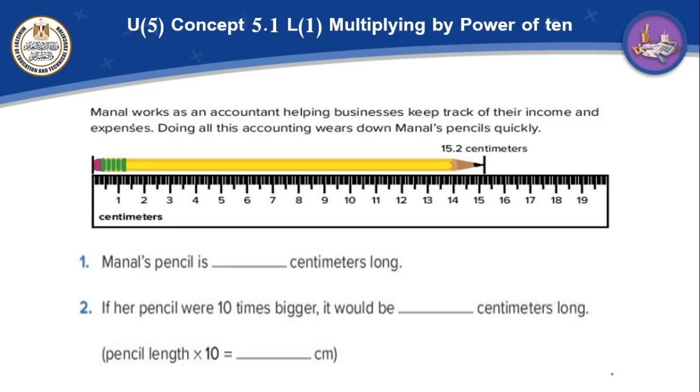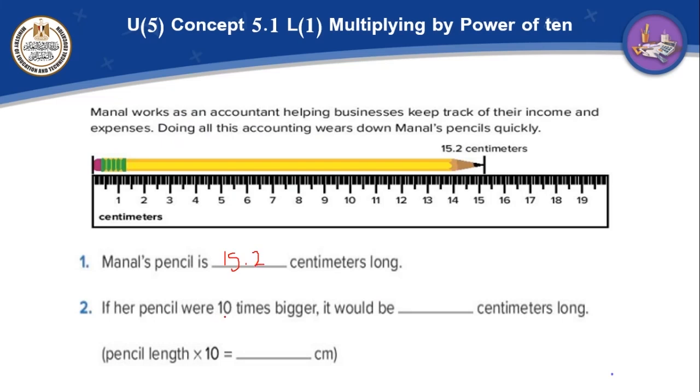Another example. Manel works as an accountant, helping businesses keep track of their income and expenses. Doing all this accounting wears down Manel's pencil quickly. Accounting uses mathematics all day. We will notice this figure. The length of this pencil equals 15 and 2/10 centimeters, as it points here. And this is a ruler with centimeter as the measuring unit. Number one, Manel's pencil is how many centimeters long? We write 15 and 2/10 centimeters.